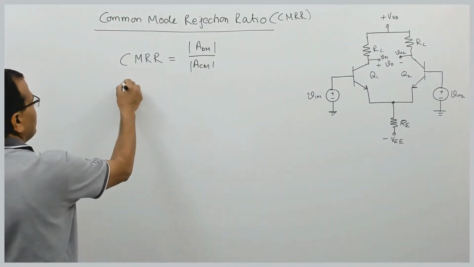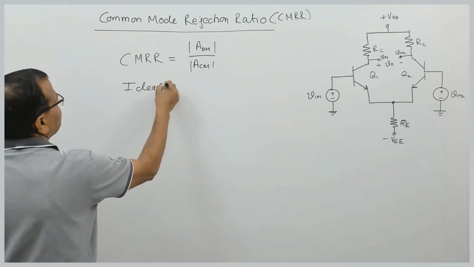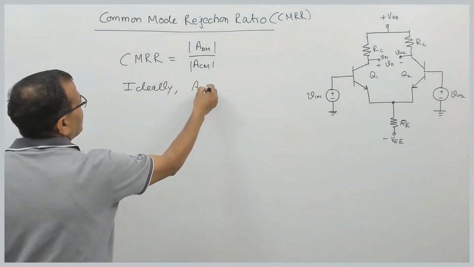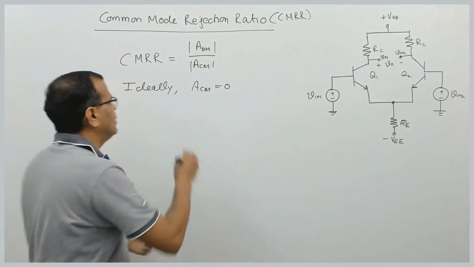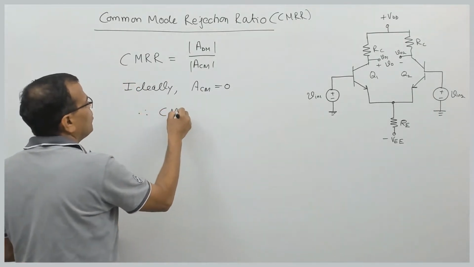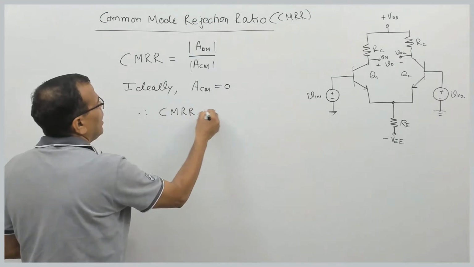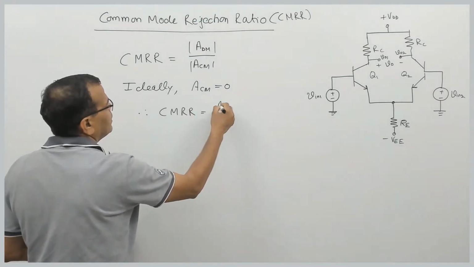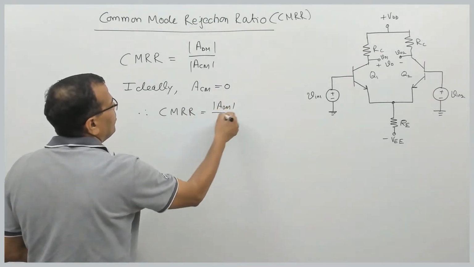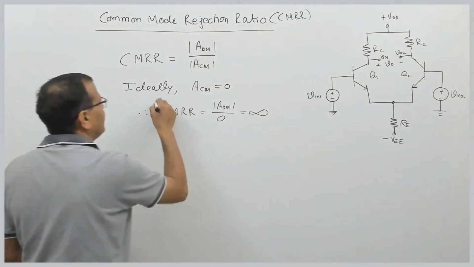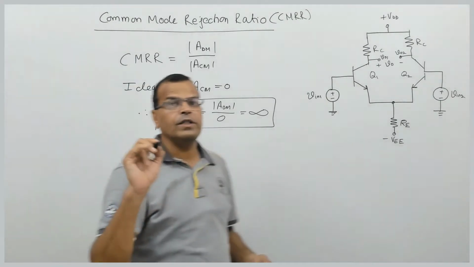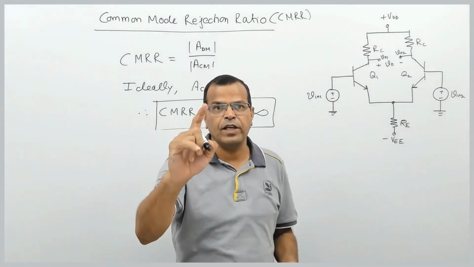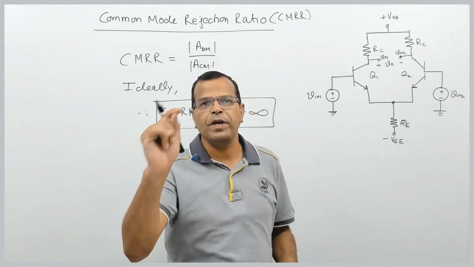Ideally, remember one thing, ideally the common mode gain of a differential amplifier should be 0. Therefore, the common mode rejection ratio, ideally it is the differential mode gain by 0, that is infinity. So ideally the common mode rejection ratio of a differential amplifier should be infinite.